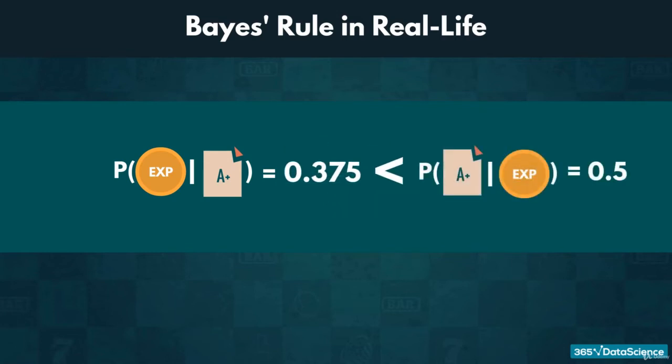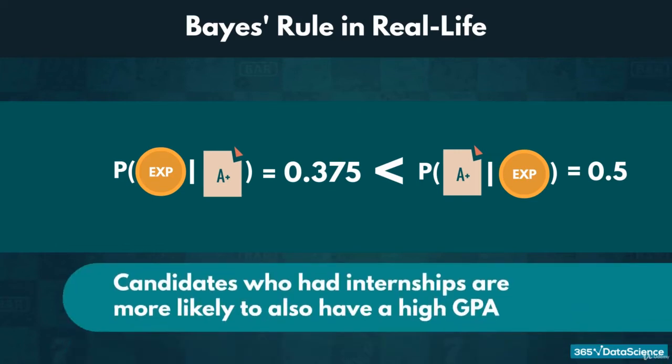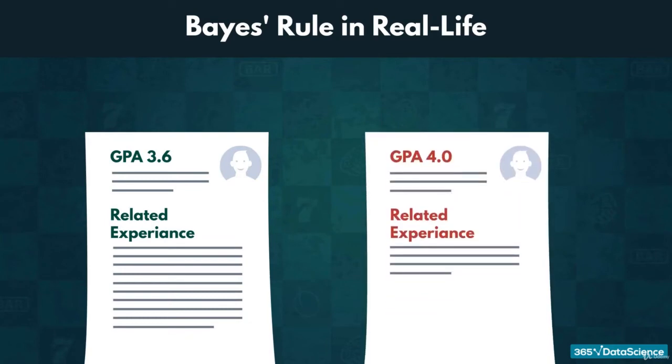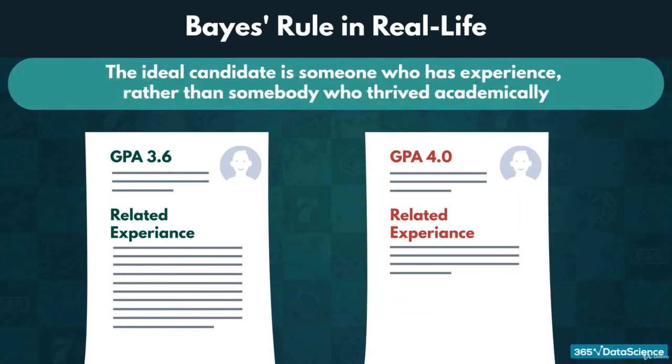Since 0.5 is greater than 0.375, then it is more likely for an experienced candidate to excel academically than for a student with high grades to have the required working pedigree. Thus, candidates who had internships are more likely to also have a high GPA. Therefore, firms are much more likely to get their ideal candidate if they go for somebody who has experience rather than somebody who thrived academically.